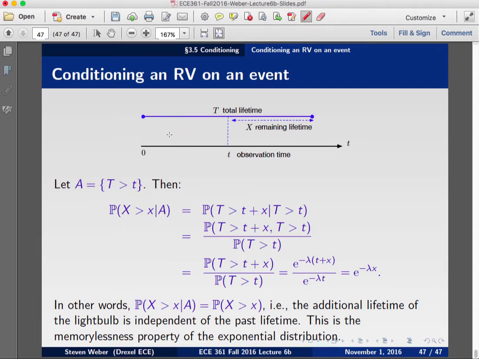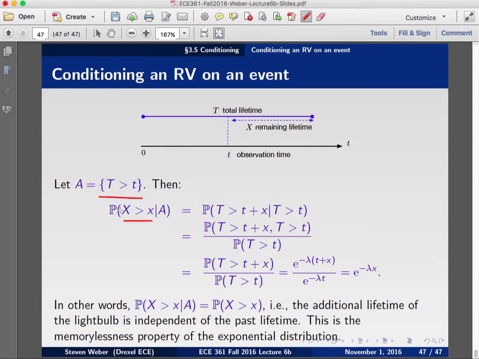Okay, so here's my same figure. Now, our event A from the general discussion earlier, in this case, is going to be that the total lifetime exceeds the observation time, little t. And the question is, find the distribution on the remaining lifetime. And what does it mean to find the distribution? It means, given any candidate remaining lifetime, little x, I have to find the probability that the random remaining lifetime exceeds that candidate remaining lifetime, given knowledge that the total lifetime has exceeded the observation time, little t.